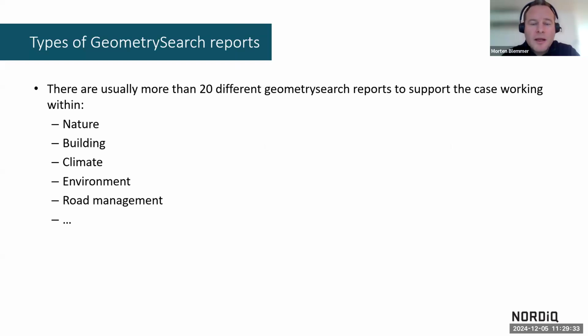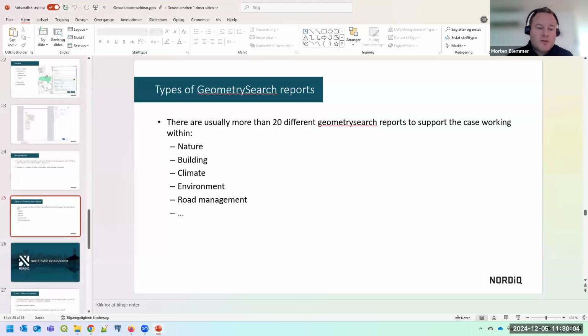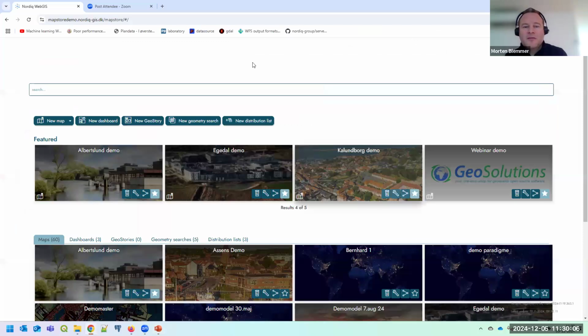And as I said earlier, it's very easy to just create a new geometry search report, and usually they are used when you're doing stuff with nature, or you have cases with buildings or with climate or environment or road management and many more. I think most municipalities in Denmark probably have like 20 different kinds of geometry searches, something like that. So now I'll just switch over to the system to show you how it looks in real life.